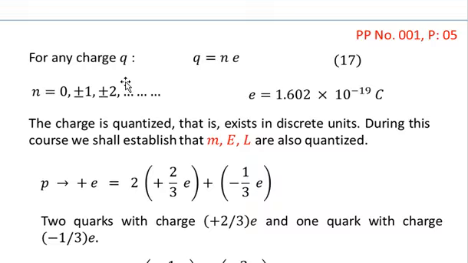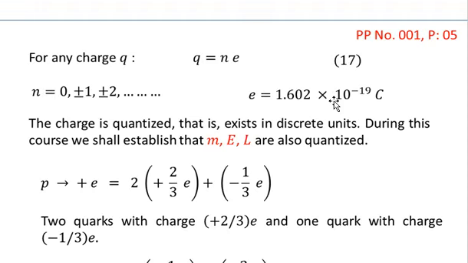You know that any charge q can be expressed as q equals n times e, where e is the electronic charge, or the charge on the electron. Its value is e equals 1.602 times 10 to the power minus 19 coulomb. This is the fundamental charge, because a free charge that could be available in space is equal to the charge of the electron. A charge smaller than this cannot be observed in space.